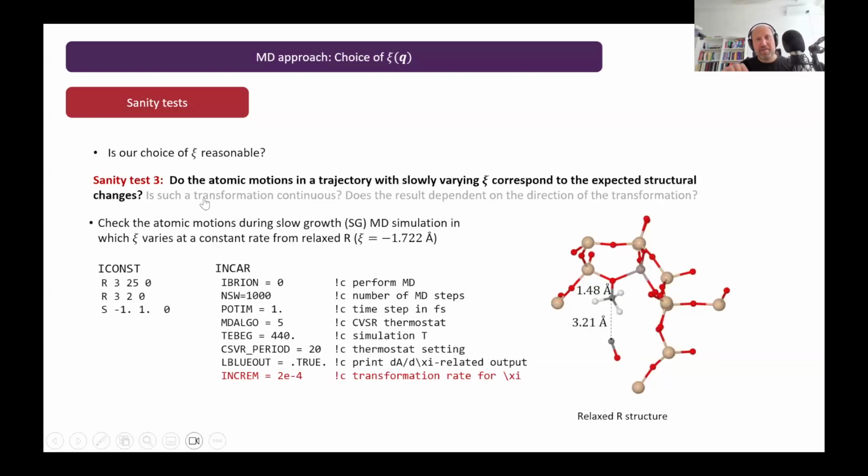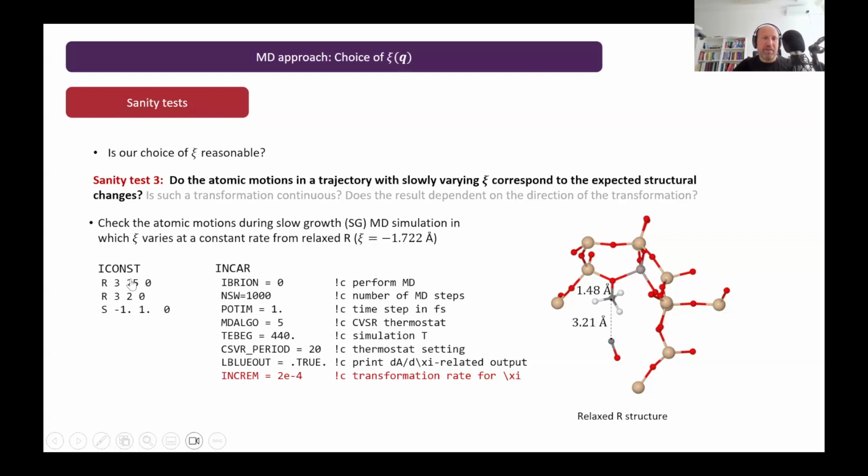And my final test is also the complex one. Okay, it has several stages. In this test, I perform a molecular dynamics simulation in which I change the value of xi continuously throughout the simulation. I call this kind of simulation slow growth MD.